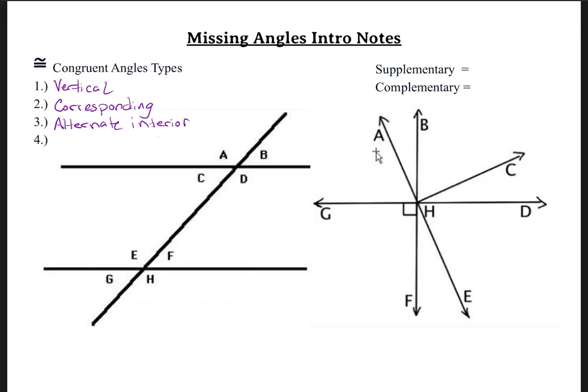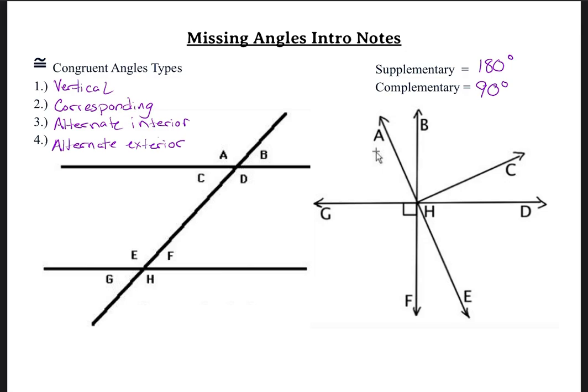And our last kind is alternate exterior. An alternate exterior is outside of the parallel lines on opposite sides of the transversal, so an example being A and H. Now there are more examples of each of these, but that was just one of each. We also need to remember supplementary angles equal 180 degrees and complementary angles equal 90 degrees. So now, with all of that knowledge in mind, we can solve for missing angles.